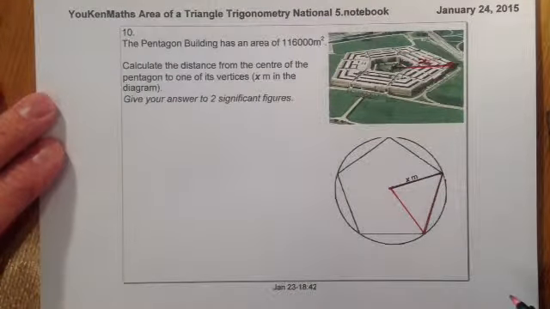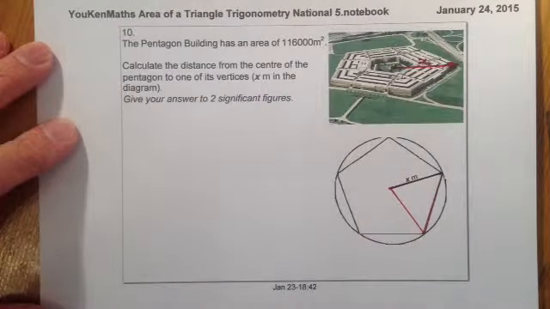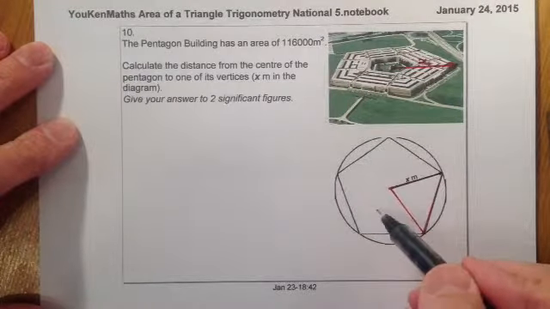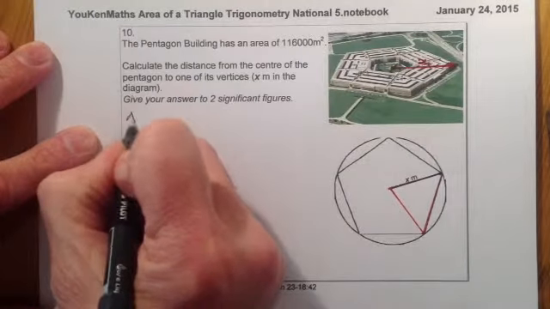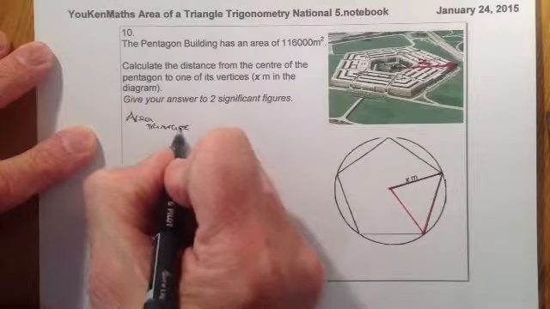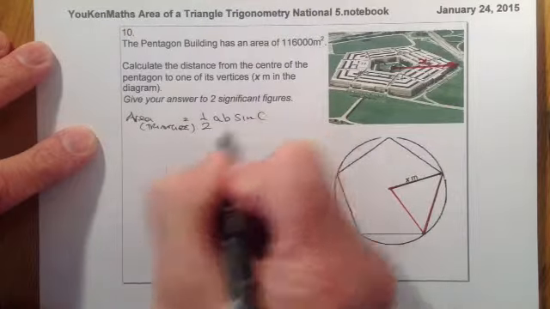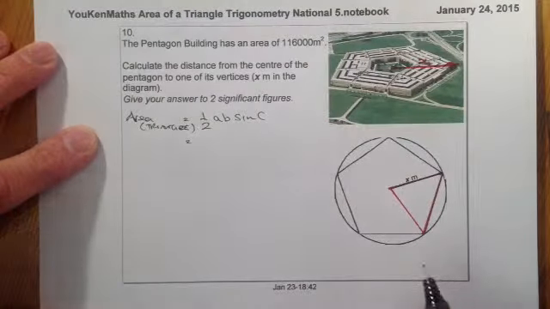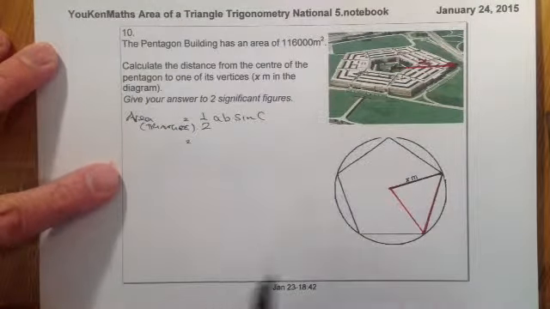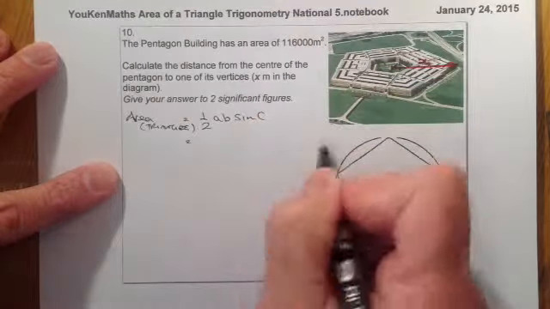A couple of things I need to start with. If the Pentagon building area is 116,000, I want to split that into the triangles that I've got. Because I've got 5 triangles, I'll divide that area by 5. So the area of the triangle is going to be equal to a half AB sine C. That's straight from the formula list that you would get. I'm going to work out the area of the triangle first, by dividing that by 5.